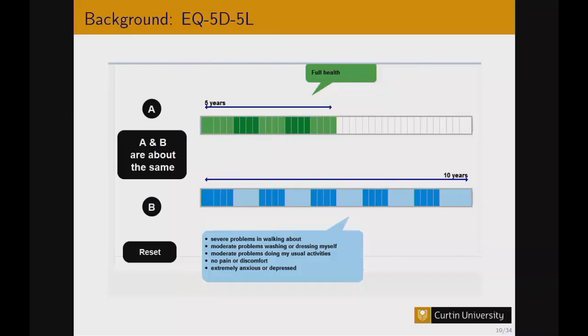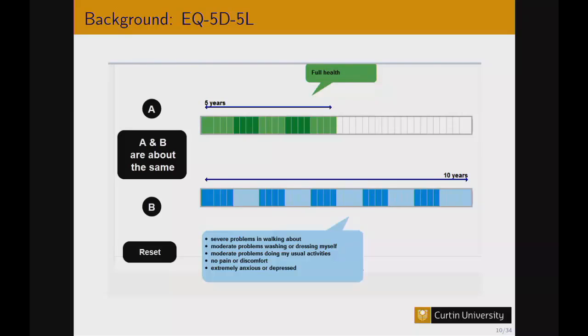So this is what it looks like to a patient. We actually start with both bars filled in, and the bottom bar is some health state. So it's described here: you have severe problems walking about, moderate problems washing or dressing yourself, moderate problems doing usual activities, no pain or discomfort, and extremely anxious or depressed. And then you say, okay, suppose you have 10 years in full health and 10 years in this other state. Which life do you prefer? If we're starting both bars at full, I want 10 years in full health, right? And then you just cut back a little bit.